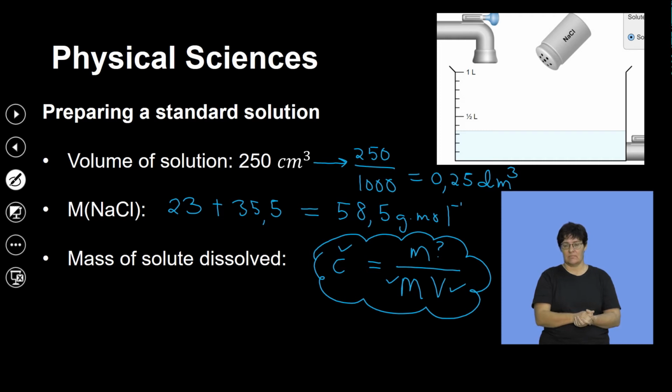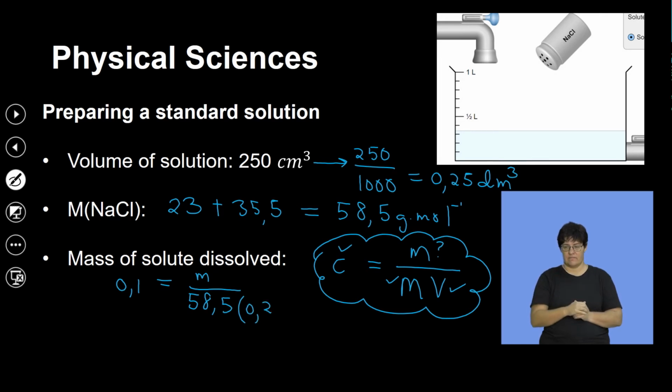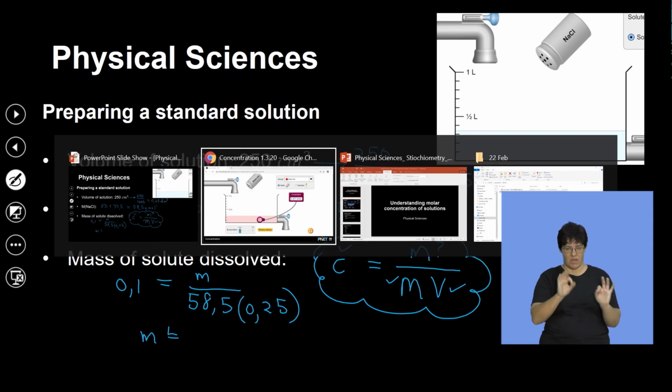So we have the concentration, which, if we do our substitution, 0.1, is equal to mass. Remember, we want to determine the mass of the solute, which is the sodium chloride. This is divided by the molar mass, 58.5, multiplied by the volume, 0.25. So the mass of dissolved solid, if we can quickly verify that by way of calculation.